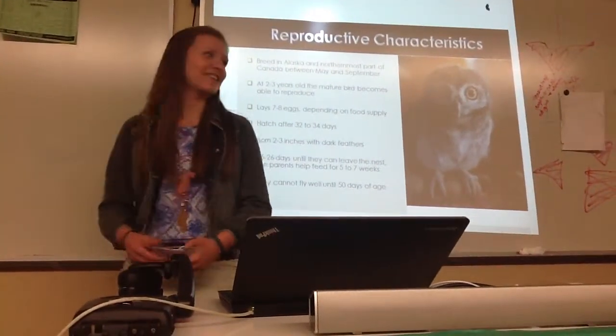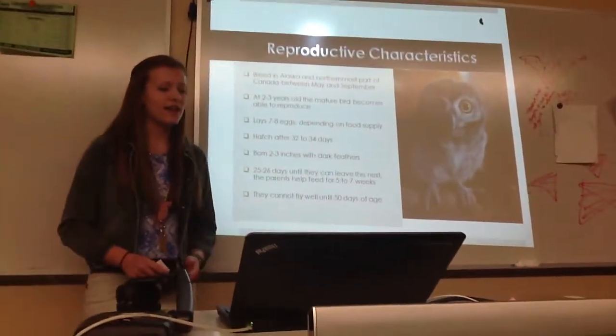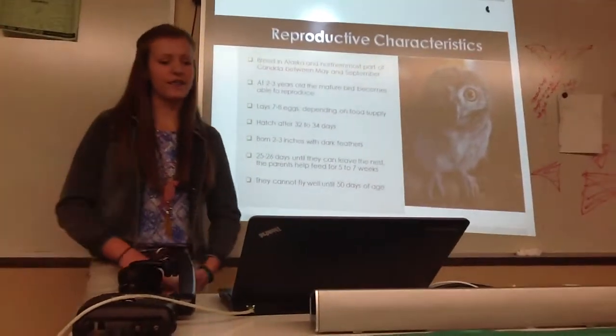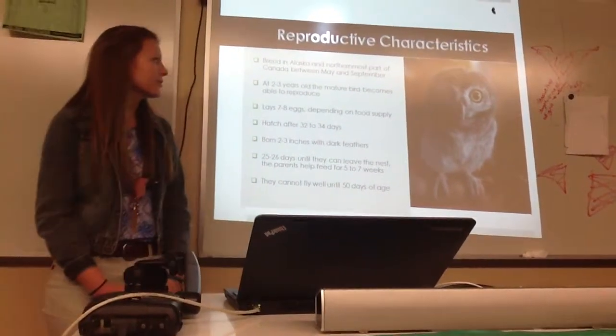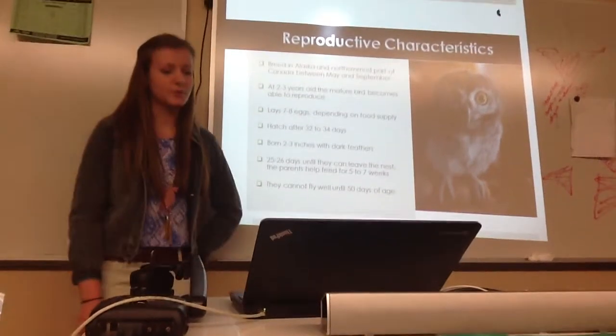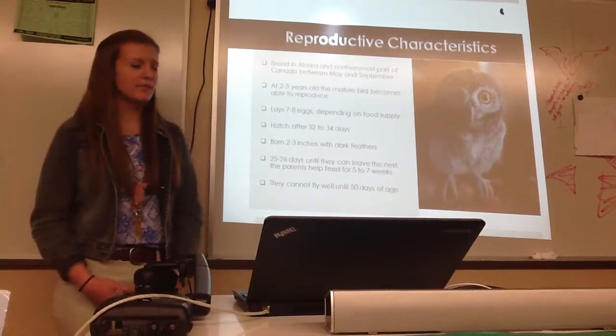Okay, and this slide is on reproductive characteristics. It shows that they breed in Alaska and the northernmost part of Canada between the months of May and September. At the age of 2 to 3 years old, the mature bird becomes reproductive. The mature bird lays 7 to 8 eggs depending on the food supply.